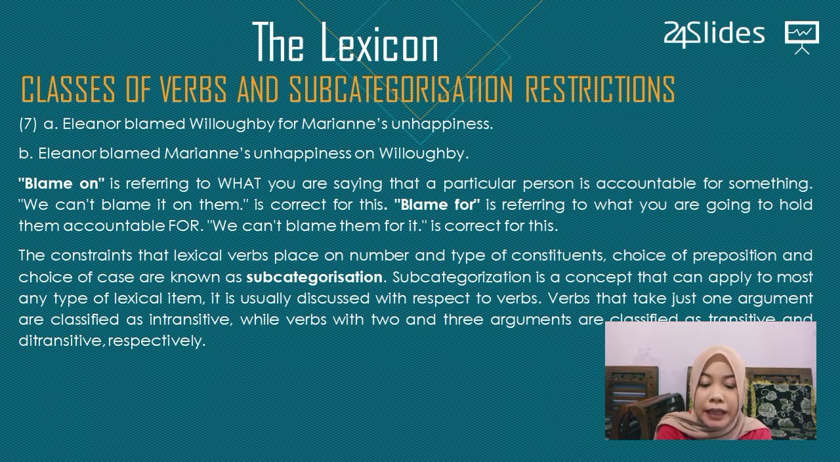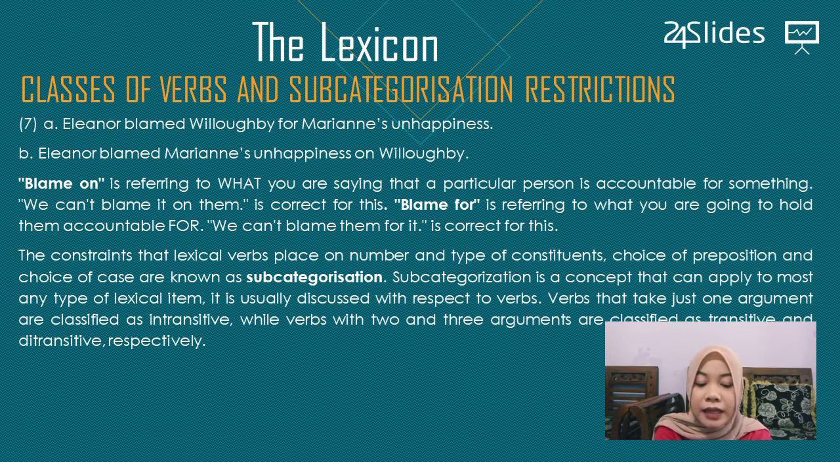Blamed on is referring to what you are saying that a particular person is accountable for something. For example, we cannot blame it on them, so it's correct for this. Then blame for. Blame for is referring to what you are going to hold them accountable for. For example, we cannot blame them for it, so it's correct for this also.